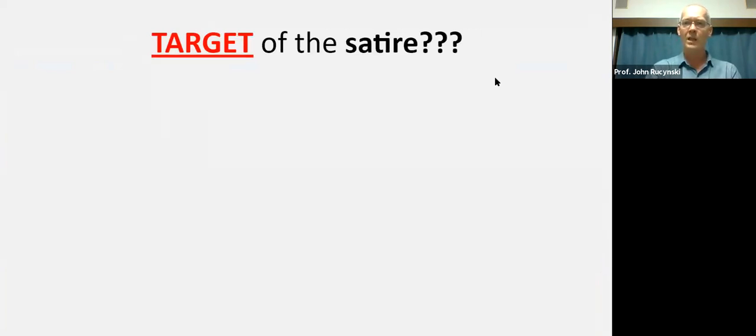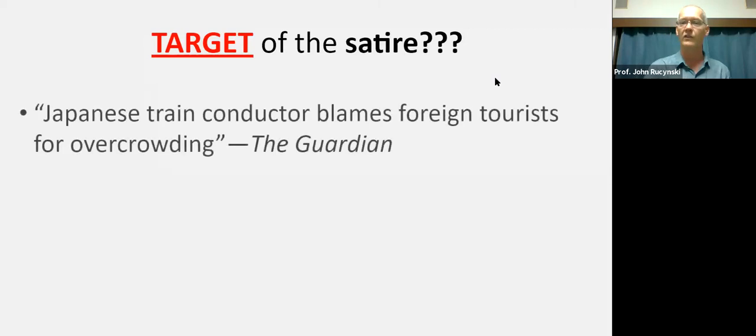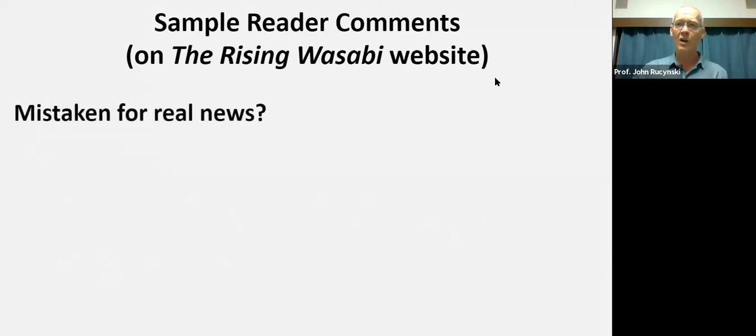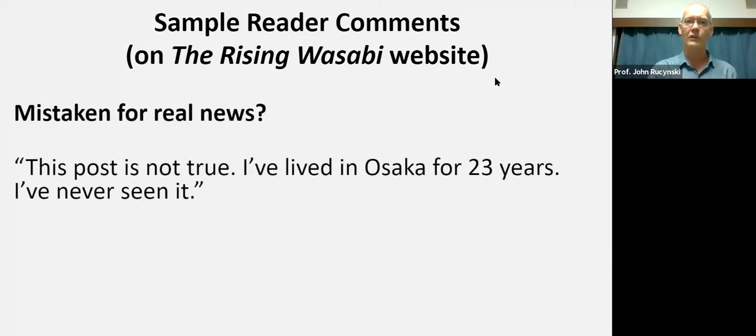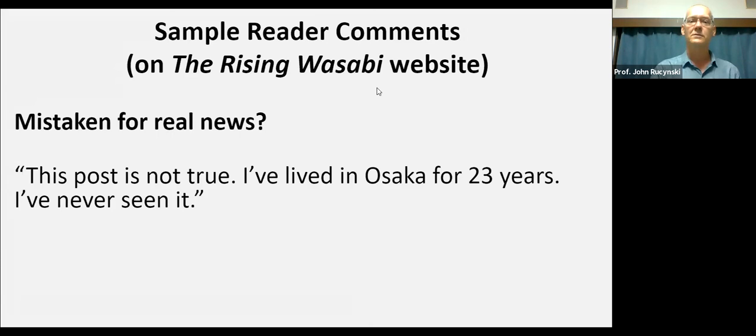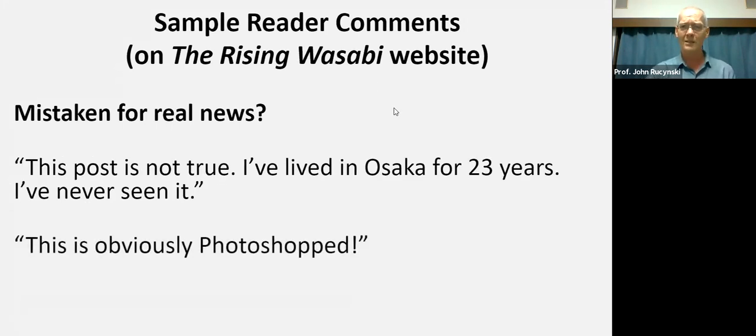So many of my Japanese students did not know the target of this satire. And what this was, this is the real headline. A Japanese train conductor apologized for having too many foreigners on board, which was very ironic because this train was going to Kansai Airport. But the Rising Wasabi thought, you know, as foreign residents of Japan, we're a little offended by this news, so let's make satirical news out of it. But interesting, under that, some people had commented, you know, this is not true, or this is Photoshopped. So I think some of these commenters did not get that this was satirical news.